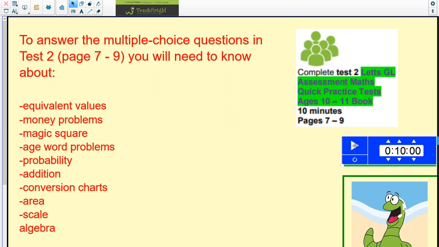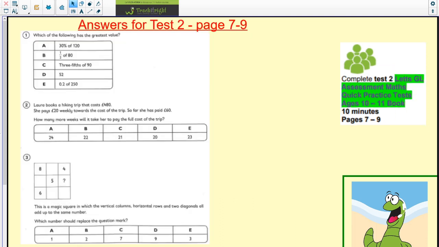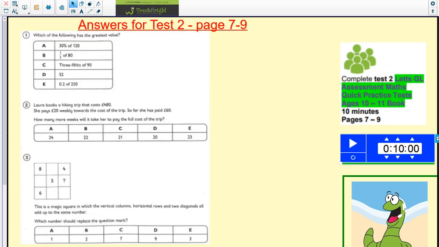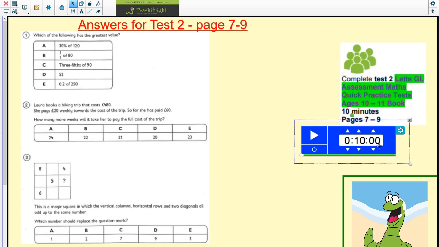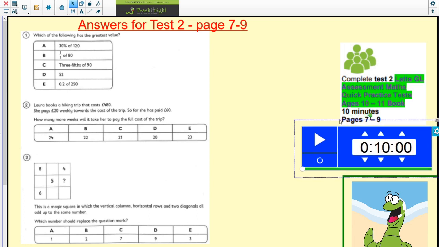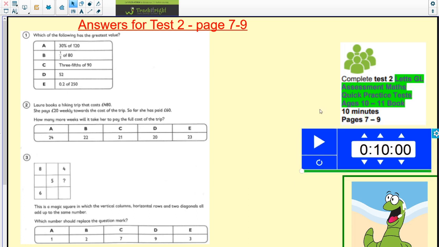Right, guys, I'm going to set the timer. The first page, as soon as I can show you, looks like this. And I will go through the answers with you in about 5 seconds. But for you guys, it'll be 10 minutes, hopefully. Good luck. See how you get going. See you in a moment.